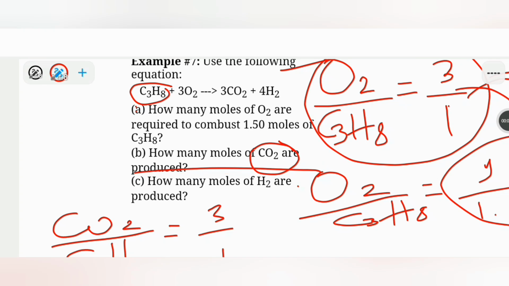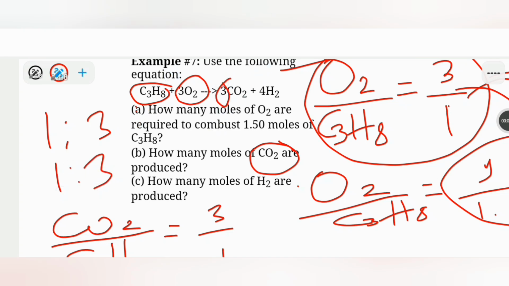And you can also use a faster method to know. You can see the relationship between C3H8 and oxygen is 1 to 3. That's the ratio, 1 to 3. C3H8 and CO2 is also 1 to 3. So you can see the 3 that is here. That means the answer for oxygen will be the same answer for this one too. The former answer for oxygen we got was 4.5. So that means this one too will be 4.5. Okay, so it's the same idea.